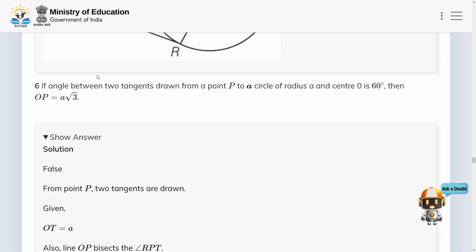But here it is stated that OP is A times root 3, so the given statement is a false statement.